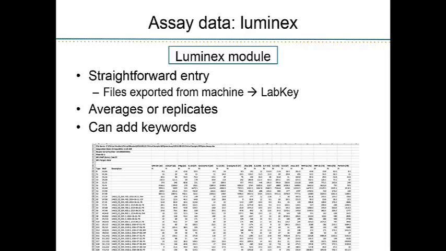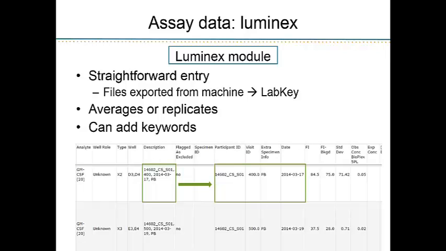So this would just be the Excel file that we create, automatically uploaded into LabKey, and these description columns are the keywords that we add into the software, and LabKey will parse those into columns for us, which makes our life a lot easier and we don't have to connect the metadata ourselves.